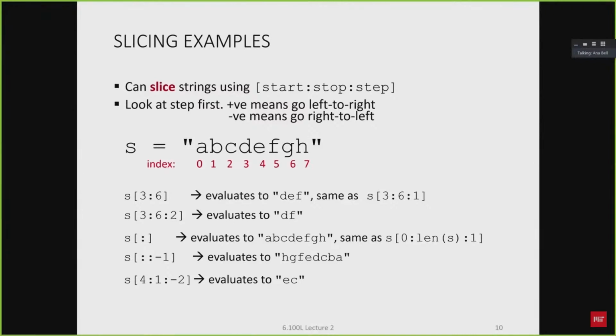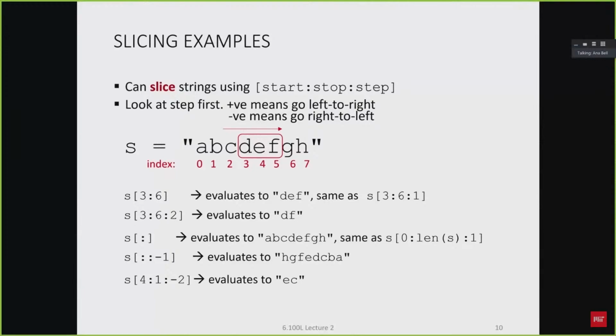So what if we index S from 3 colon 6? The step is +1, so we're going to work our way left to right. That means we're going to start at index 3, so that's the D. We're going to get the substring from D up to, but not including, the character at index 6, the G. So the characters we're going to grab are the D, the E, and the F. We start at 3, we go up to, but not including 6, taking every character because the step is 1.